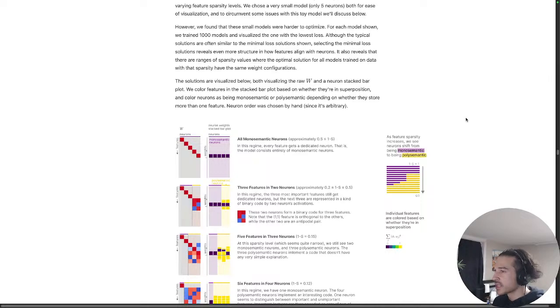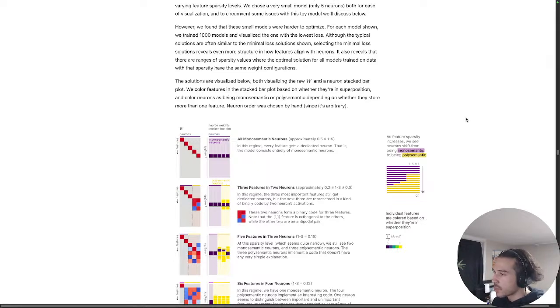It also reveals that there are ranges of sparsity values where the optimal solution for all models trained on data with that sparsity have the same weight configurations. The solutions are visualized below, both visualizing the raw W in a neuron stacked bar plot. We color features in the stacked bar plot based on whether they're in superposition, and color neurons as being monosemantic or polysemantic, depending on whether they store more than one feature. Neuron order was chosen by hand since it's arbitrary.